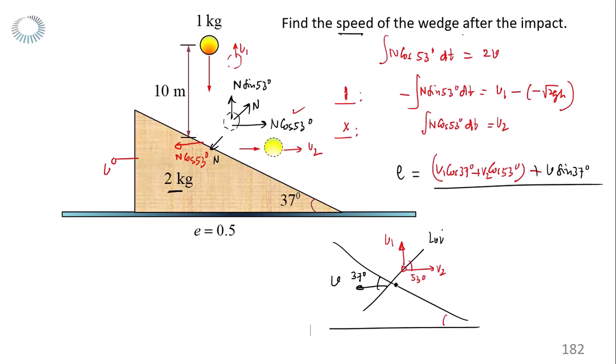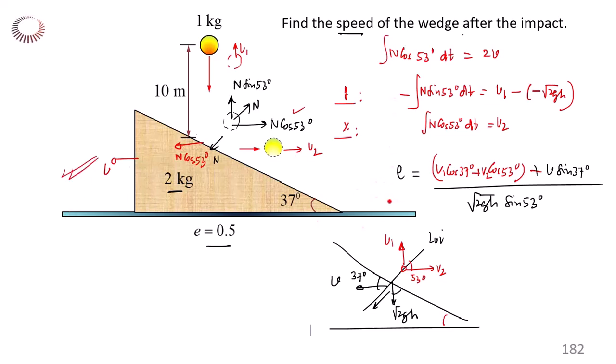So u1 is how much? That is the initial velocity, root 2gh, and for the component of root 2gh, this angle is 53. So it is the root 2gh sin of 53 degrees. Okay. So e is given as 0.5. So this is the fourth equation. Solving these four equations will give the final answer.